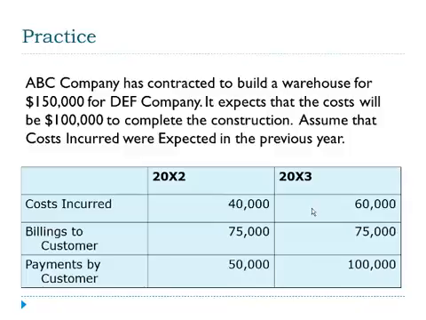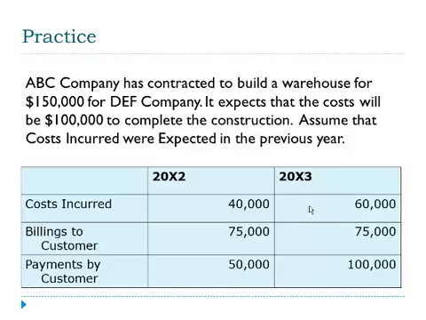Now let's let you practice what we've just learned about percentage of completion. This company has been contracted to build a warehouse for $150,000. It expects that the cost will be $100,000 to complete construction. Assume that the costs incurred were as expected in the previous year. We have costs incurred this time of $40,000 in 2002 and $60,000 in 2003. We have equal billings in each year, and we have the payments that were given.